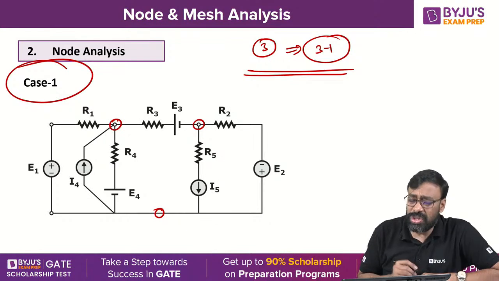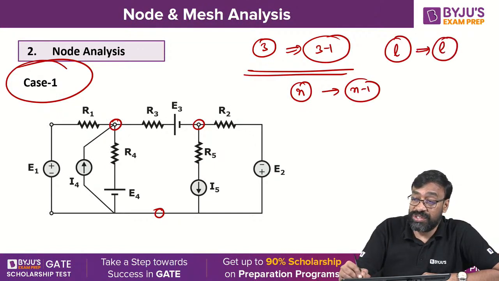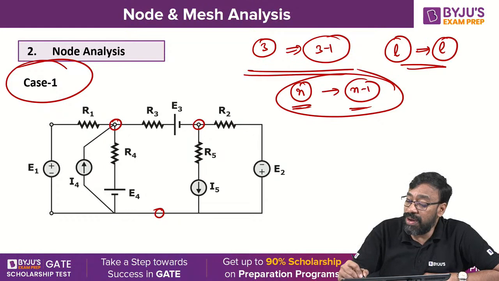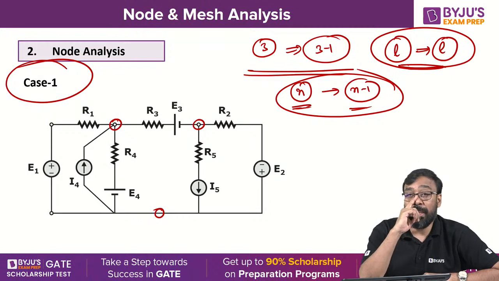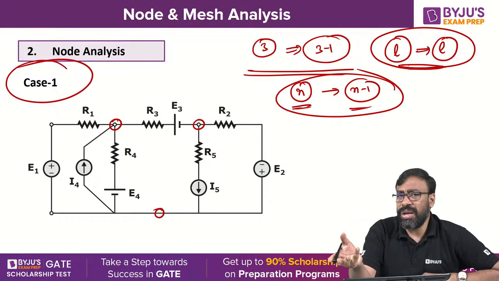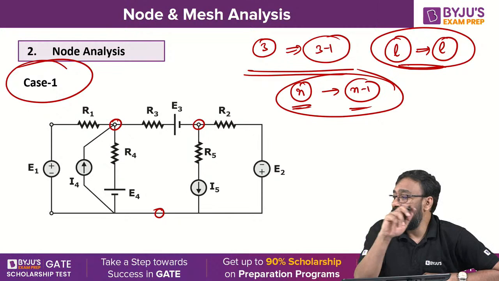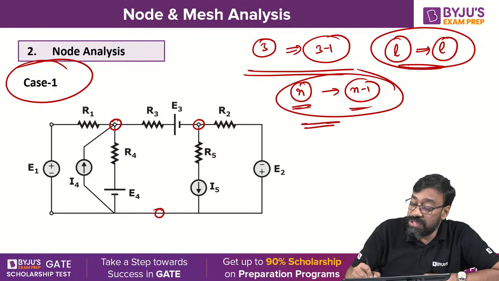So there are 3 nodes, 3 minus 1 equations. N number of nodes, generally N minus 1 equations. L number of loops, L number of equations in mesh analysis. N number of nodes, N minus 1 equations in node analysis. But for L number of loops, L number of equations, that condition also fails, especially when there is a current source. That is why I told you the minimum number of equations required is L minus number of current sources. If there are no current sources in the circuit, the minimum number of equations required in mesh analysis is L only. But if there are current sources, you are supposed to use L minus number of current sources. Got it? But when it comes to node analysis, N number of nodes, N minus 1 equations.